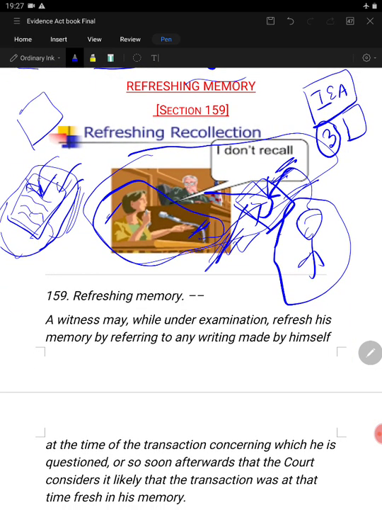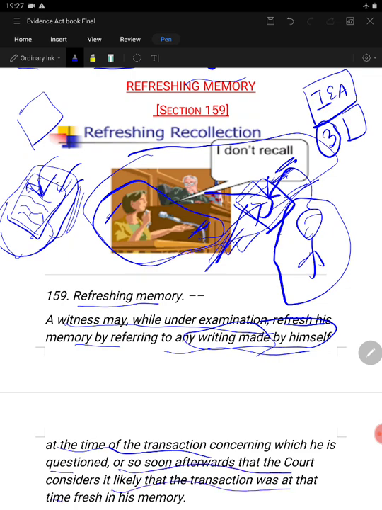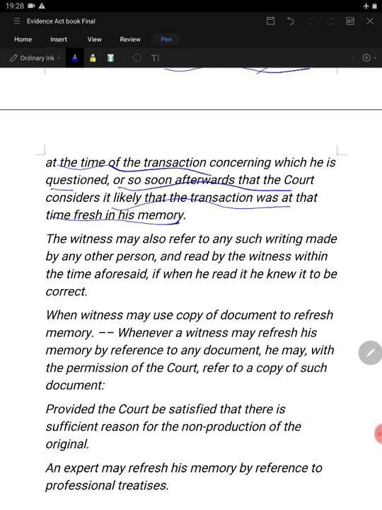Section 159, what it says: refreshing memory. A witness may, while under examination, refresh his memory by referring to any writing made by himself at the time of the transaction concerning which he is questioned, or soon afterwards, that the court considers it likely the transaction was at that time fresh in his memory. So, writings which are made by himself.